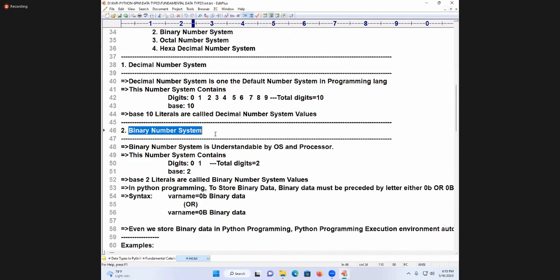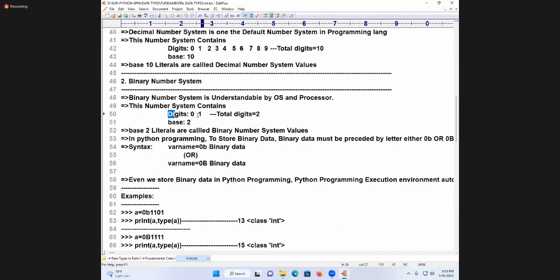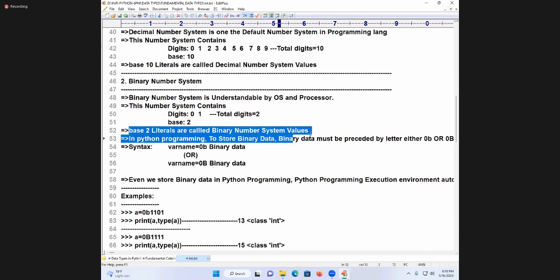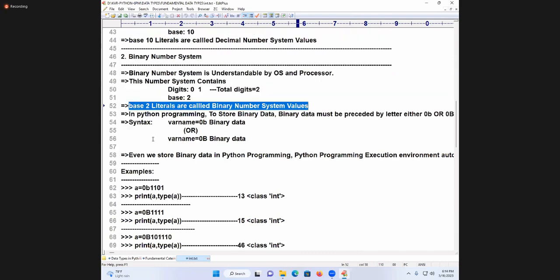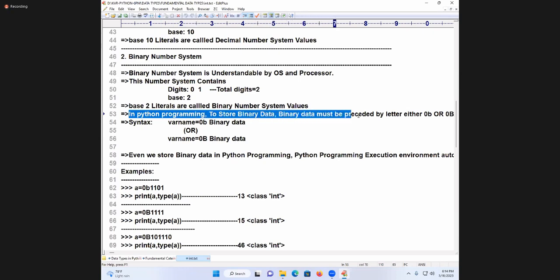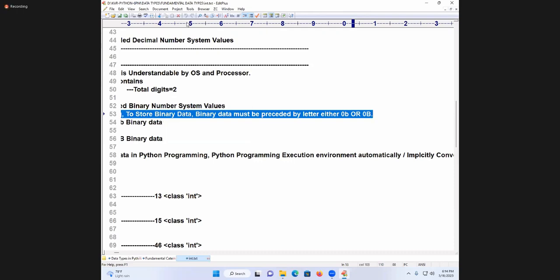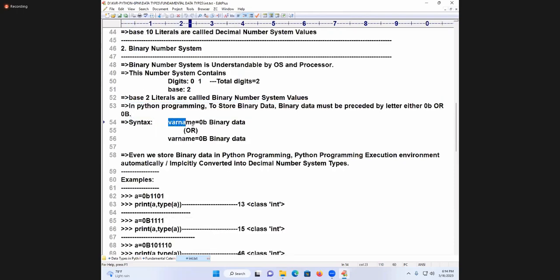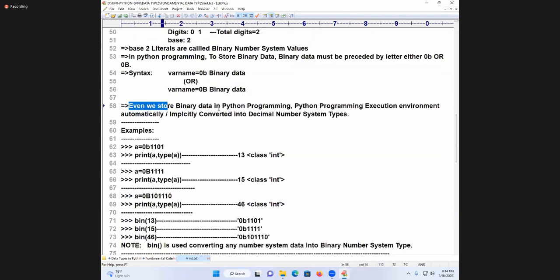And next after that, binary number system. There we have digits 0 to 1. Total digits are how many? 2. And base is called 2 here. Base 2 literals are called binary number system values. And see carefully, students, in Python programming, to store binary data it must be preceded by a letter, either 0b or 0 capital B. And the syntax is variable name is equal to 0b binary data, or variable name is equal to 0B binary data. Okay. So I said a very important point.